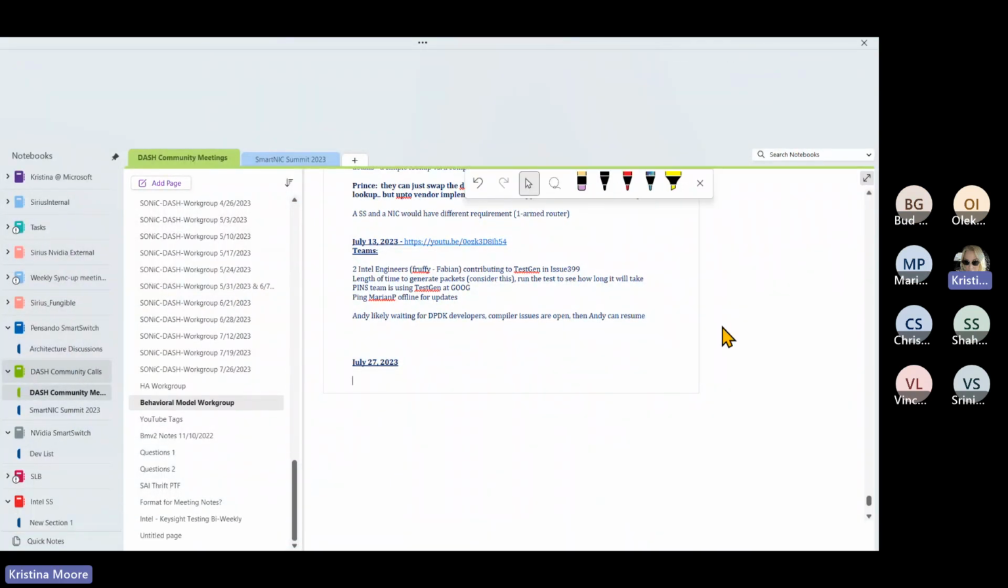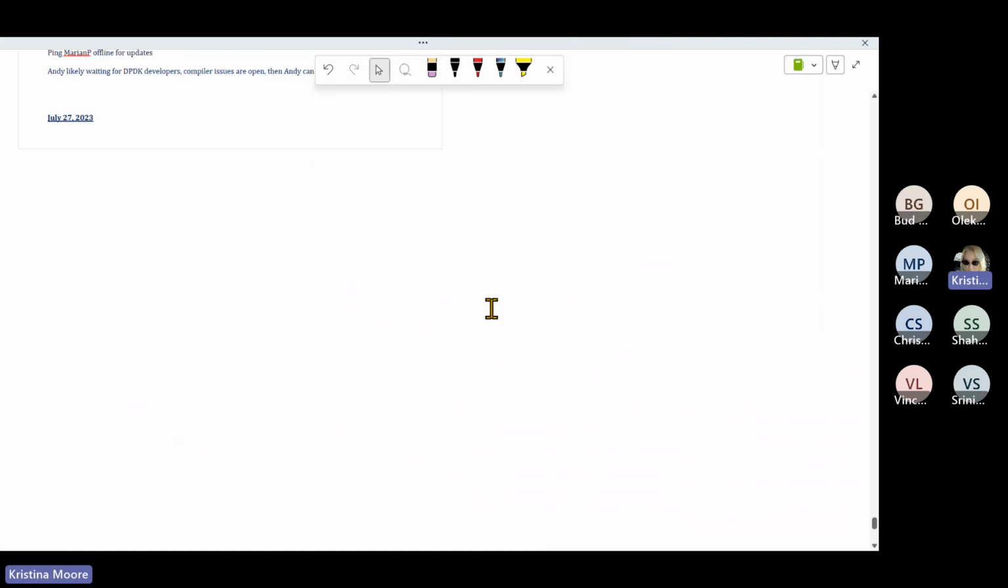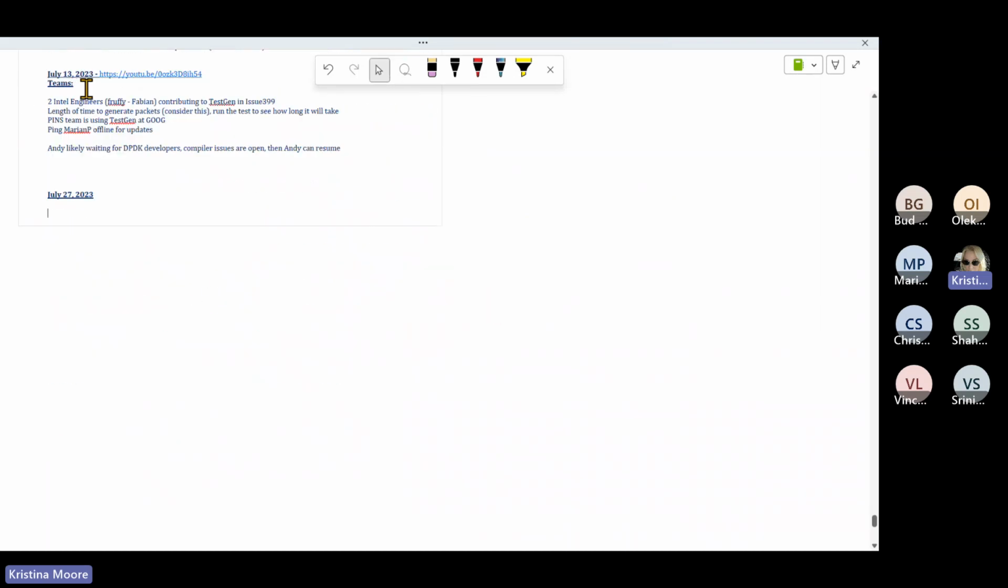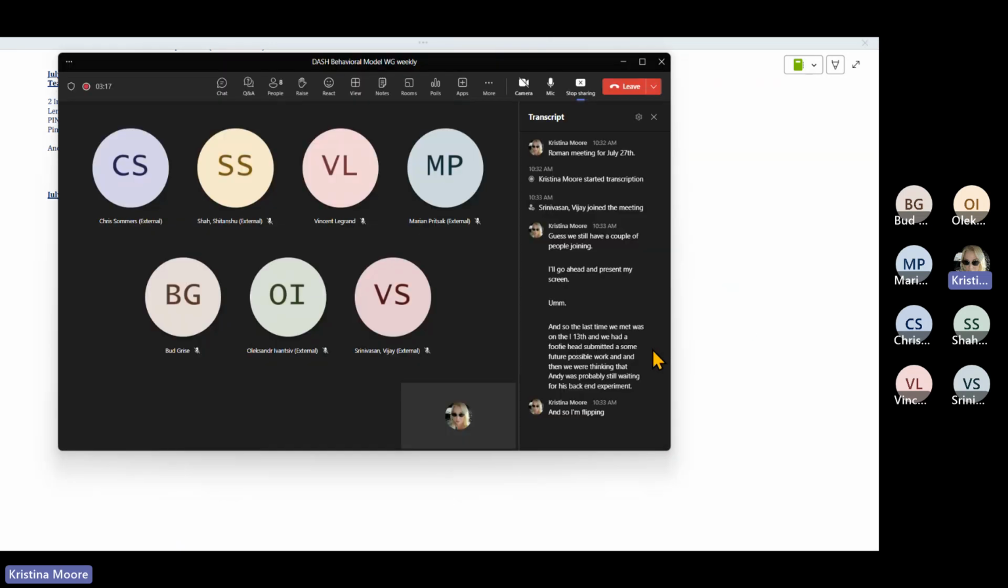And so the last time we met was on the 13th, and we had Frufi had submitted some future possible work, and then we were thinking that Andy was probably still waiting for his back end experiment, and so I'm flipping between a couple of screens here.